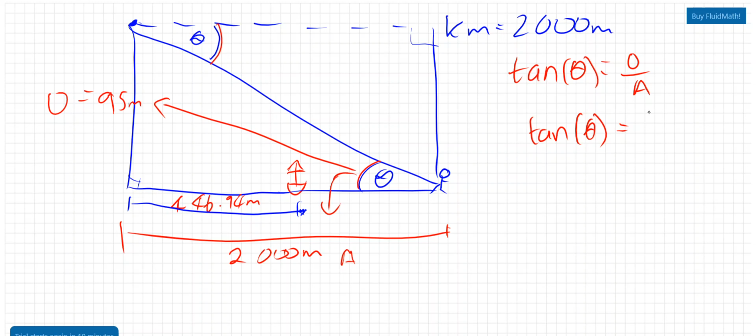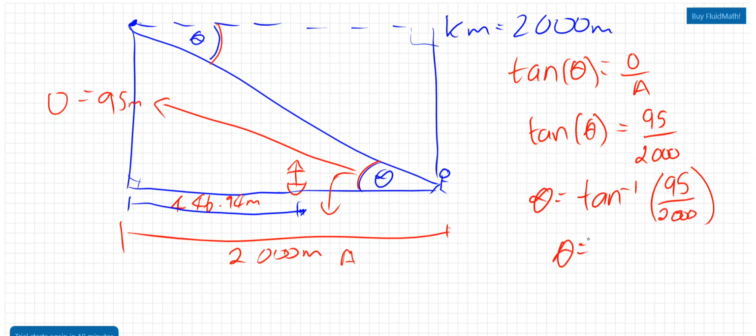We then have opposite over adjacent, so 95 over 2,000. Then use our inverse: inverse tan of, in brackets, 95 over 2,000. Put that into our calculator and it will give us the angle. The calculator gives us 2.7195 and so on. The question says to the nearest degree, so round it off. I've got 2.7. Because 7 is 5 or more, I round up to 3 degrees. So the angle of depression is 3 degrees from the person looking down.